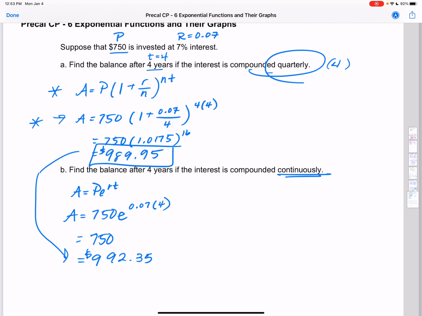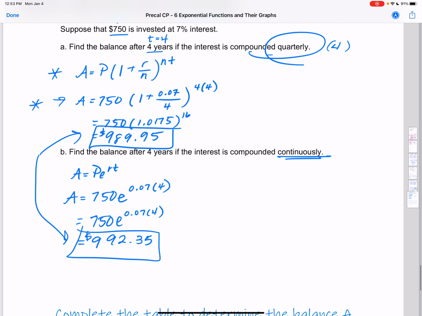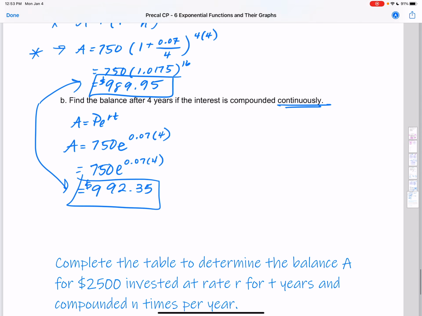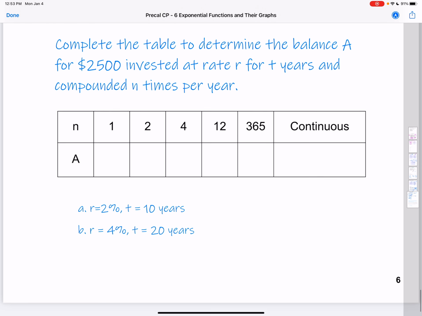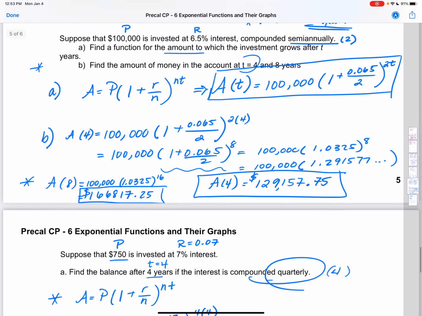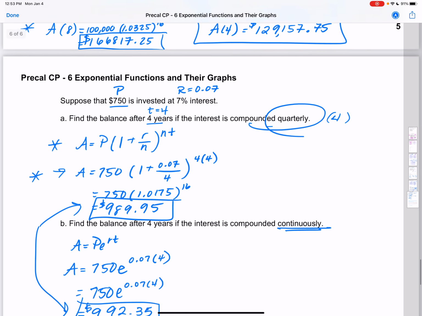So which one's better? It would be better for it to be compounded continuously versus compounded quarterly, because you're making a couple dollars more for doing nothing. Okay. I think we've done enough practice for those, or I've done enough with you.